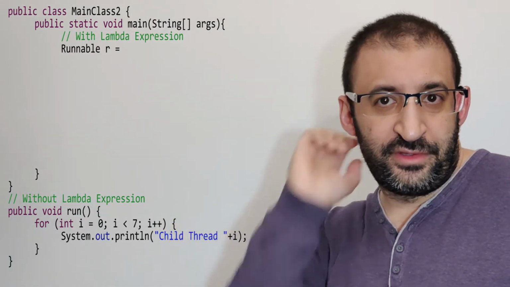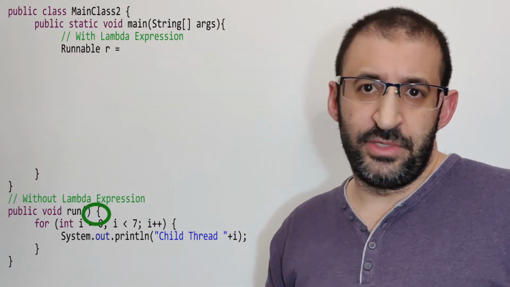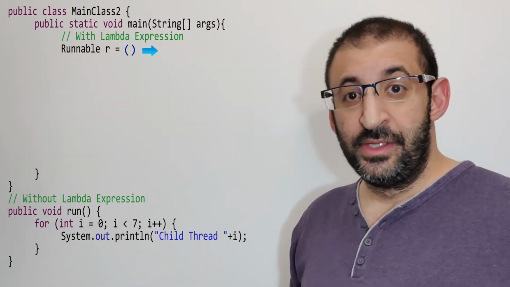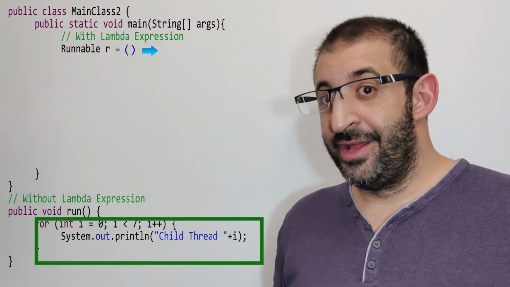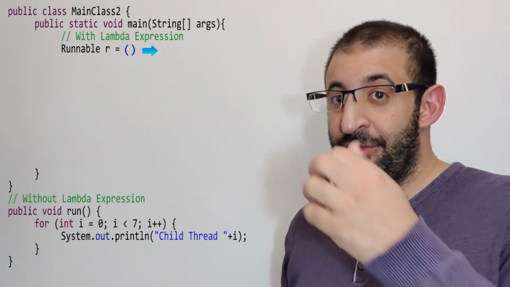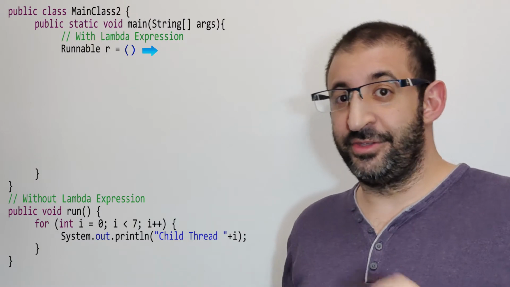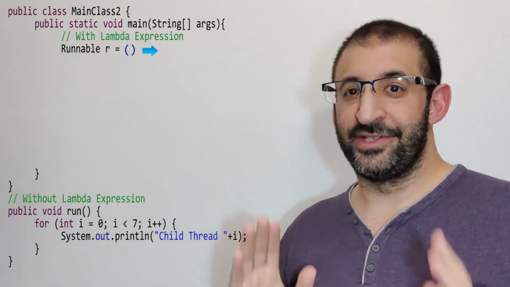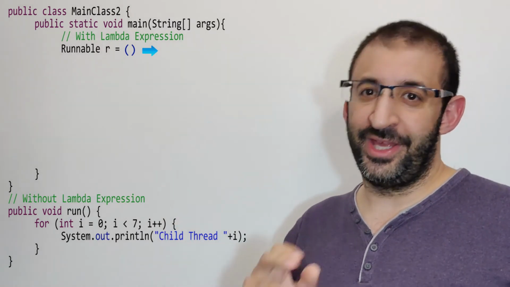So we don't have the parameter, so I will leave empty parentheses, then the simple arrow, and now I have a for loop, and here I have more statements, a lot of statements, not just one. It is not a single statement, so I leave the curly braces. I can't remove them.